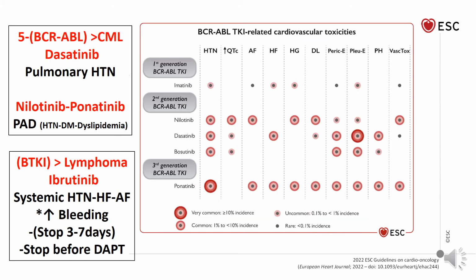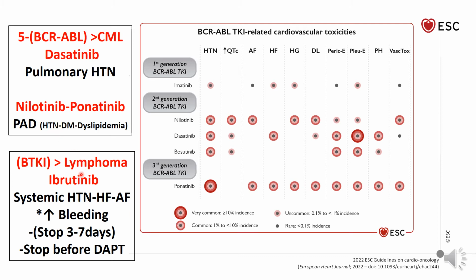Another group of drugs is the BCR-ABL drugs. These drugs are used mainly in chronic myeloid leukemia. This includes dasatinib, which has a predominant toxicity on the pulmonary tree, causing pulmonary hypertension. Nilotinib and ponatinib have a predominant vascular toxicity on the peripheral tree, because these drugs cause some sort of metabolic syndrome like dyslipidemia, hyperglycemia, and hypertension.